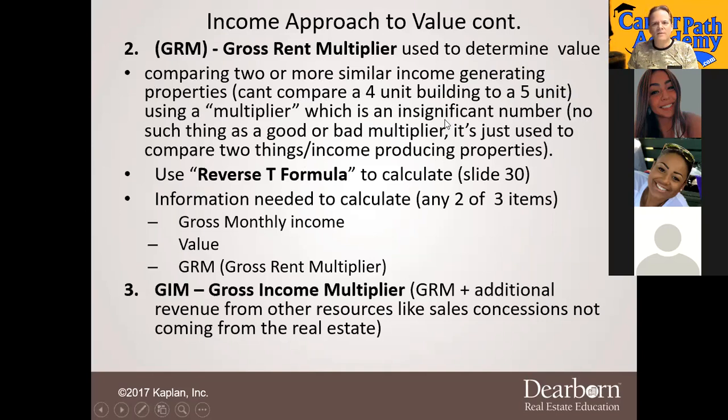All right. So a multiplier is an insignificant number. It's not like a cap rate, where the higher the cap rate is better for the investor. It's a higher rate of return on their money. The multiplier in the GRM is just an insignificant number that's used to compare two things. I'll show you how to do the math on it to figure it out, and I'll show you how it can be useful for you to know how to do this math.